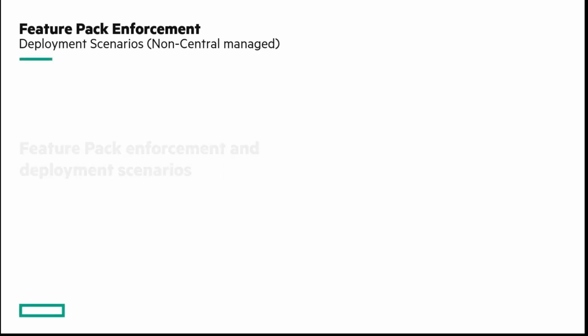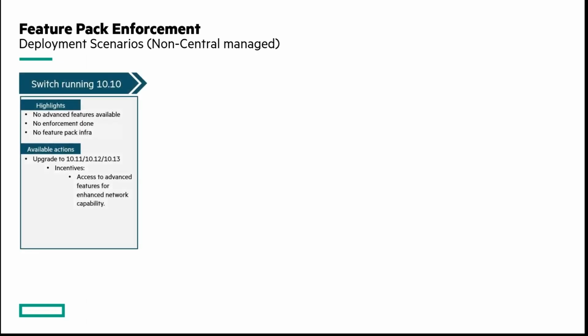It is now time to look at how enforcement is done for different deployment scenarios. All these scenarios are specific to non-Central managed switches, since we have already discussed the Central managed switches at the start of the session. So if you have a switch running 10.10, which means that there are no advanced features and no feature pack infra, and hence no enforcement will be done.